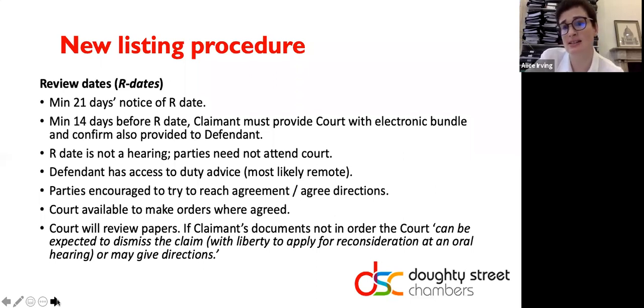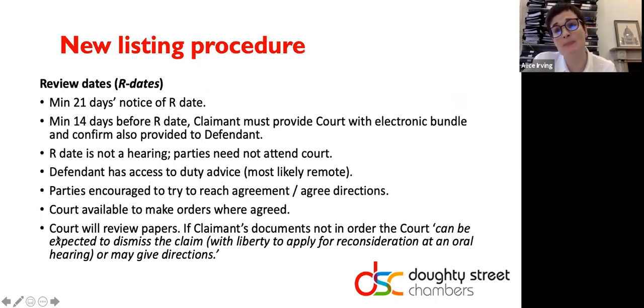The other purpose of the R date is linked to that, which is it's an opportunity for parties to try to reach a settlement or to agree directions if a settlement isn't possible. So with the input of that duty scheme advisor, in discussion with the claimant, who has to be available on the R date for conversations, generally over telephone, the hope is that some agreement can be reached, if not on the substance of the matter, then at least in relation to directions. And the court will be available to make orders that are agreed, whether that's in relation to the content of the claim itself, or in terms of directions going forward, although the parties wouldn't be appearing before the judge. Again, that would just be a signing off on the papers on a consent order basis.